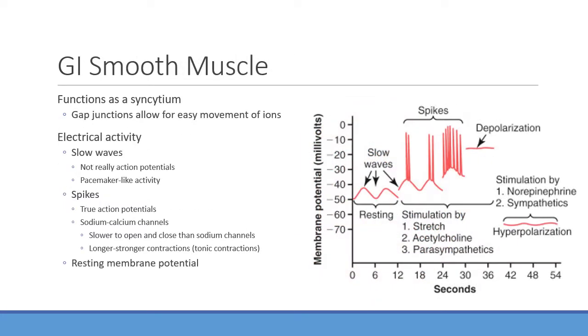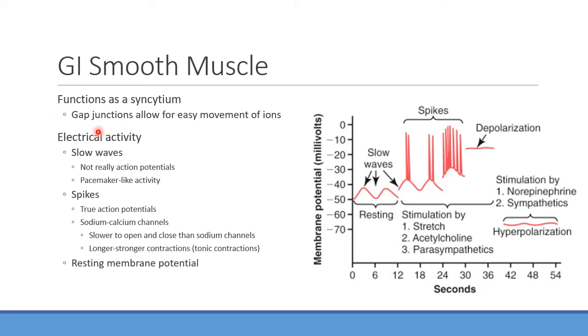Okay, so looking at the GI muscle itself, it should be functioning as a syncytium. And remember what that term means? These all work together, right? Just like the cardiac system has to work as a functional syncytium, going from the atria contracting to the ventricles, everything contracting at once. The GI tract has to do the same thing, right? So it needs to be working very well together.